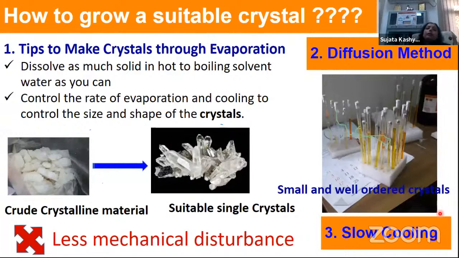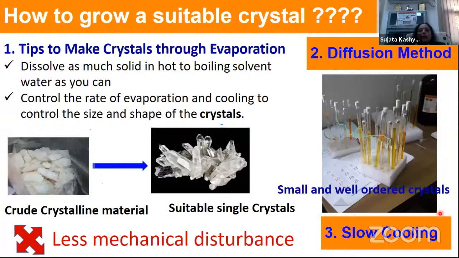Now again, if we get crystals there after a few days, then it's well and good. Otherwise, we have to shift the tube from the freezer to the deep freezer, where the temperature is -20 to -40 degrees. That is called slow cooling. That means we are gradually cooling our solution. In this we mostly use acetonitrile as the solvent, and this is a time-taking process, and the probability of getting crystals with slow cooling is very low. But once we get a crystal from here, it is very good: small, well-ordered crystals.